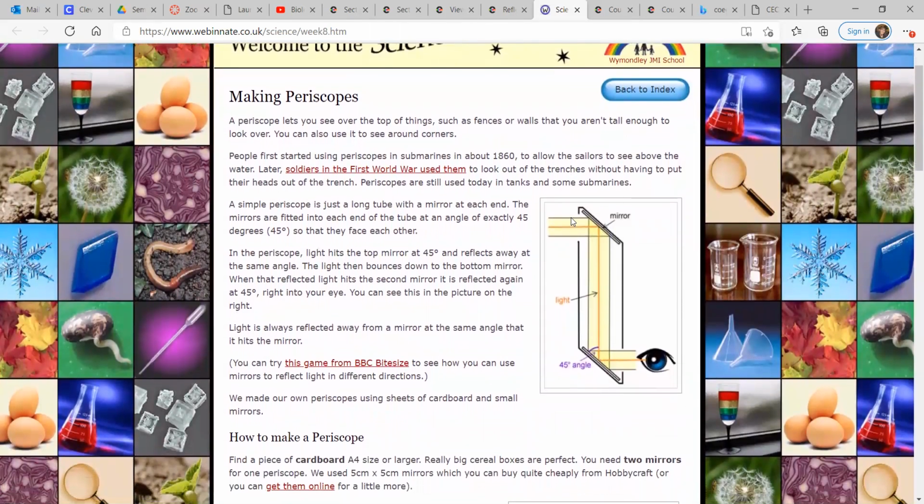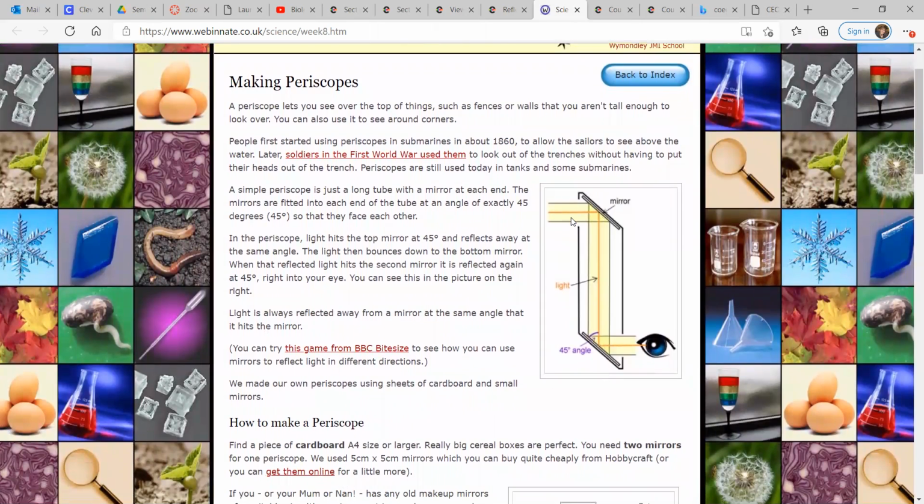It lets you see over the top of things such as fences or walls that are too tall for you to look over. And you can also see around corners. Soldiers in the First World War used them to look out of the trenches without actually having to put their heads up out of the trench. And they're actually still used today in some tanks and submarines.